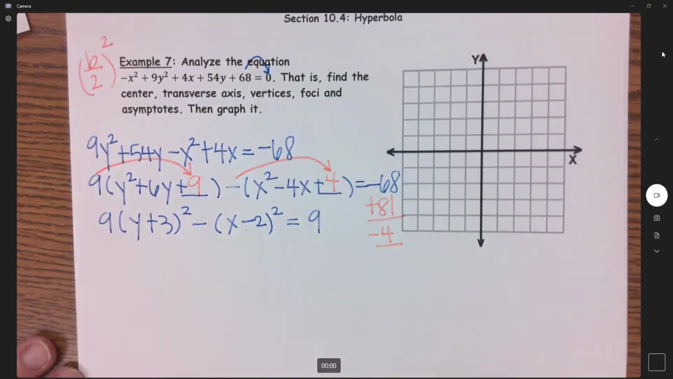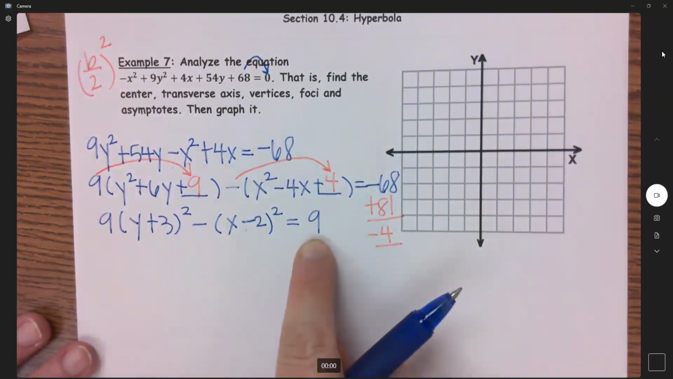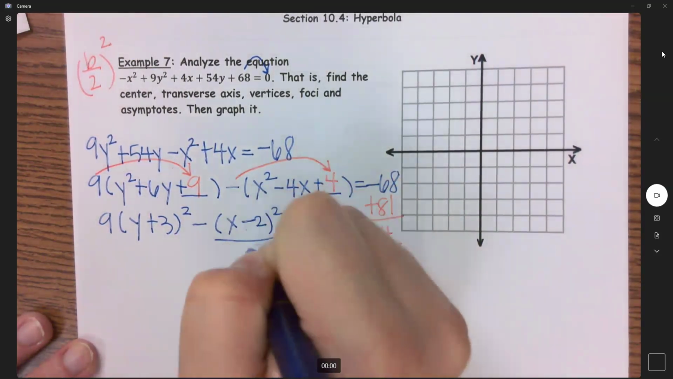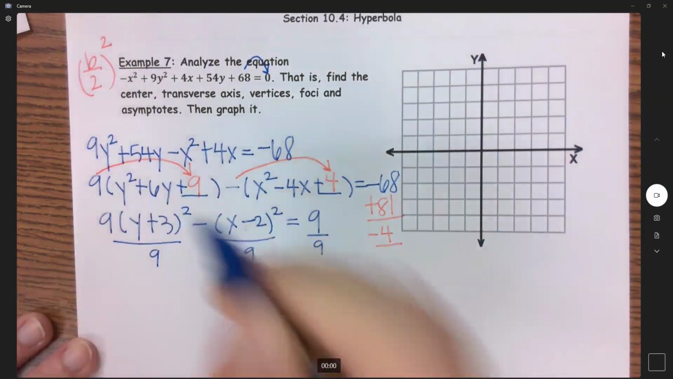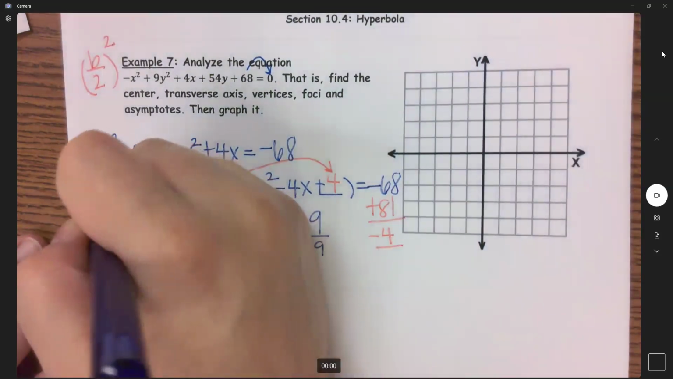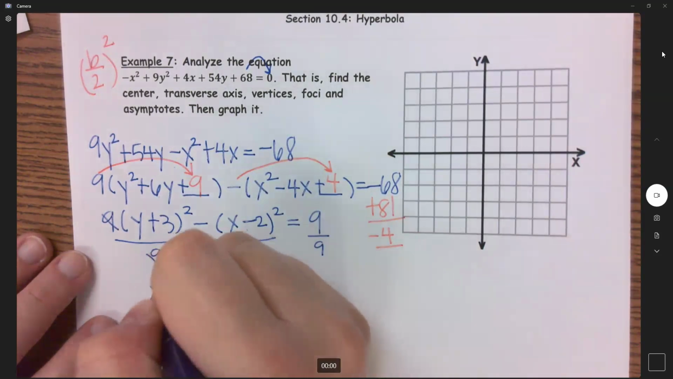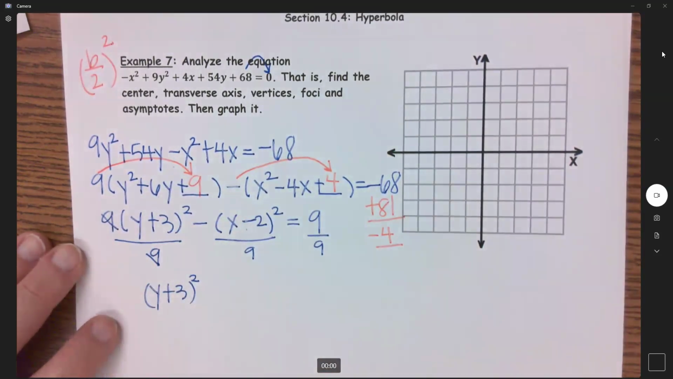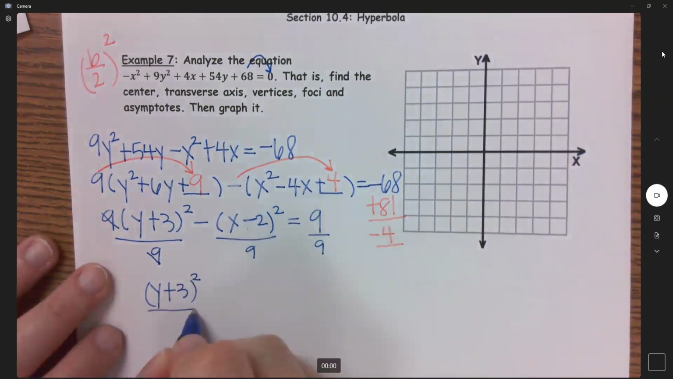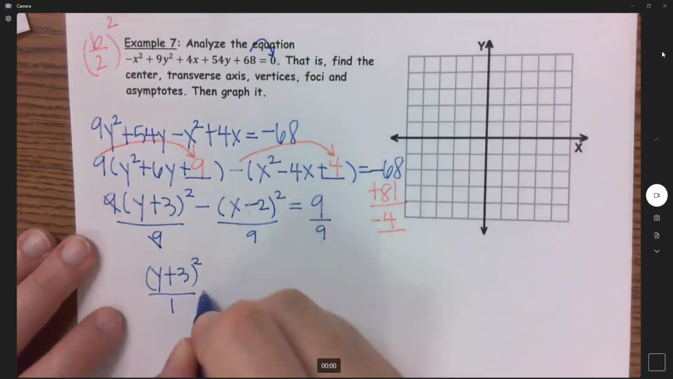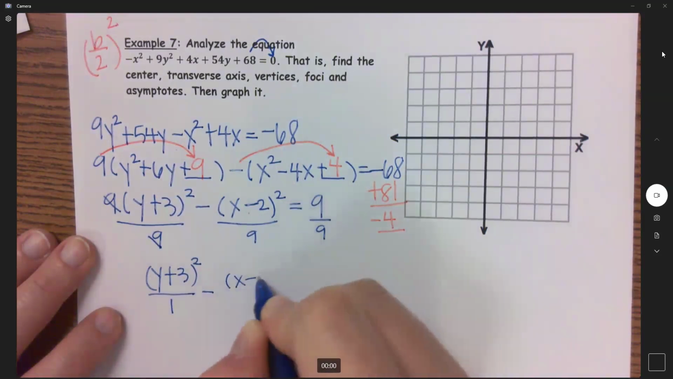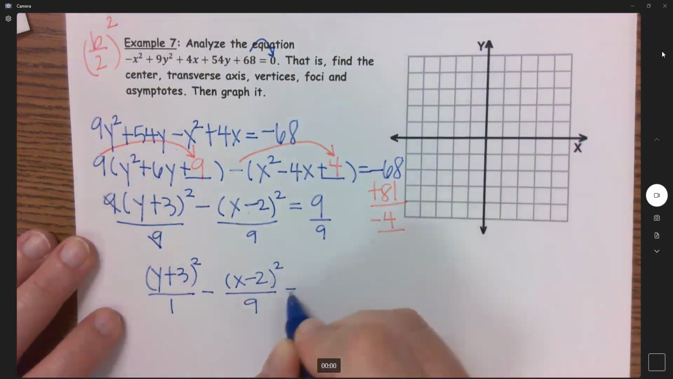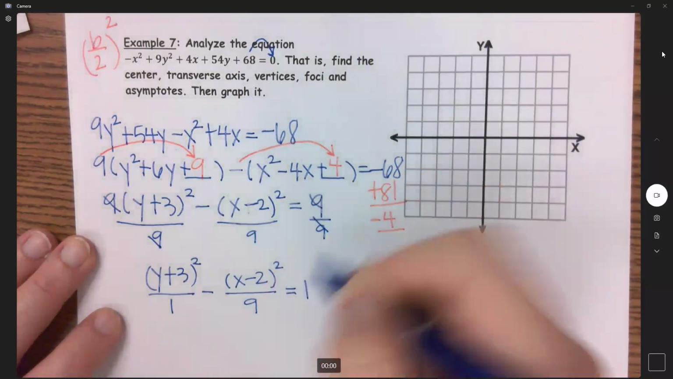So this is almost in the right form, but it equals 9. This needs to equal 1. So I'm going to divide everything by 9. These cancel. You can leave this as just y plus 3 squared. But for visual purposes, I'm going to go ahead and put that over 1. Minus x minus 2 squared over 9. And then that's now going to equal 1.